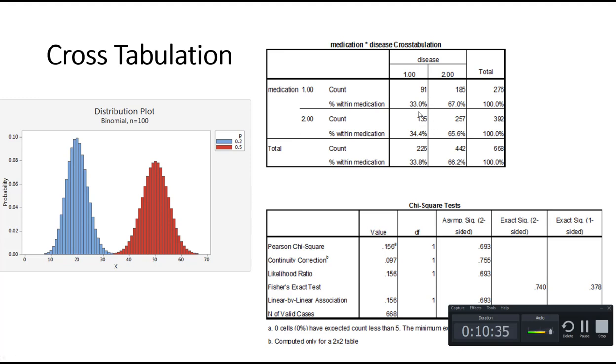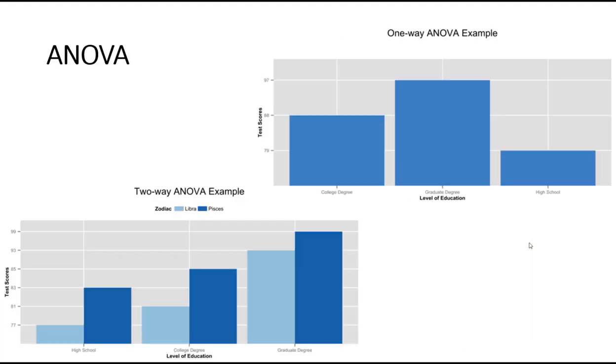This is a very basic cross-tabulation. From this, we can calculate a chi-squared test as you see below. Cross-tabulation is the most basic way to look at differences between categories in our data. Next, I will cover four types of analysis of variance: Anova, ANCOVA, MANOVA, and MANCOVA.